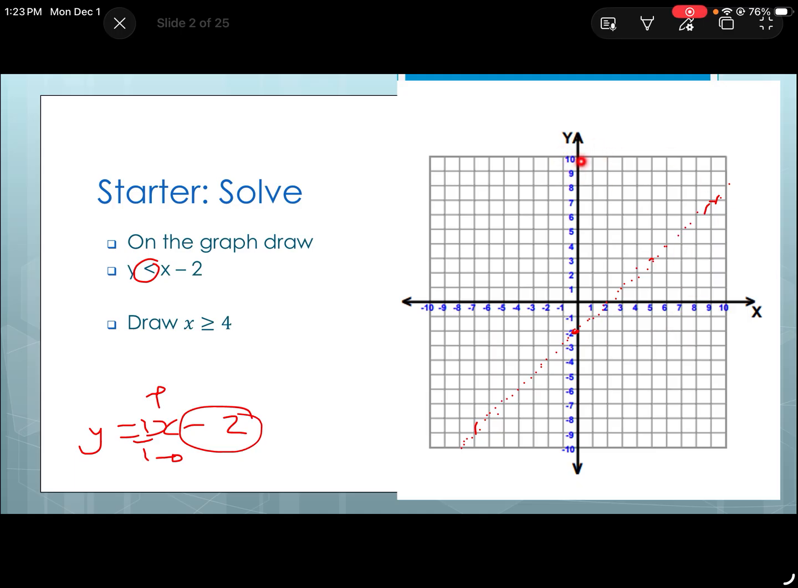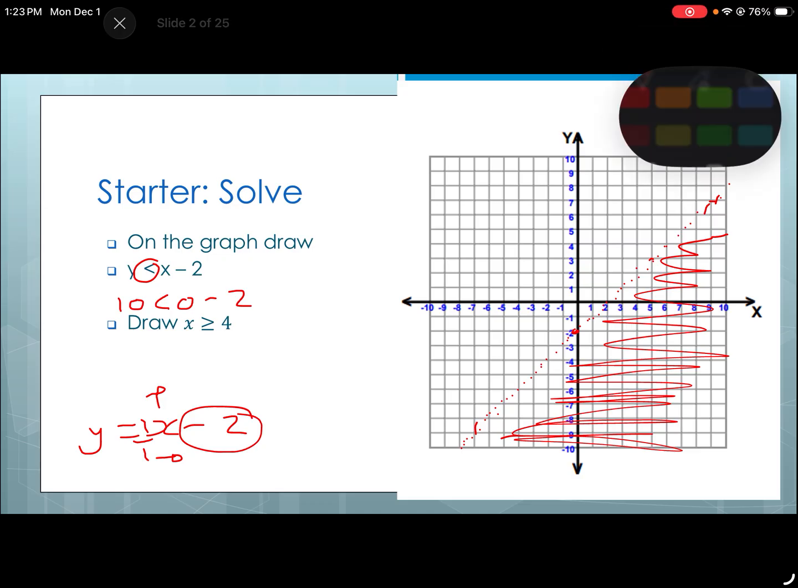So for example, I know I already highlighted it here, but I'm going to pick 0, 10. So when x is 0, y is 10. So is 10 less than 0 minus 2? No. 10 is greater than 0 minus 2, isn't it? 10 is bigger than minus 2. So because this point doesn't work, that means none of this area should be shaded, and it means that this place should be shaded. So it looks something like that.